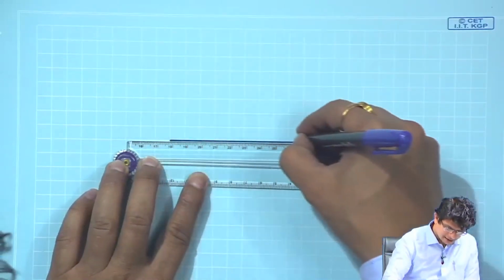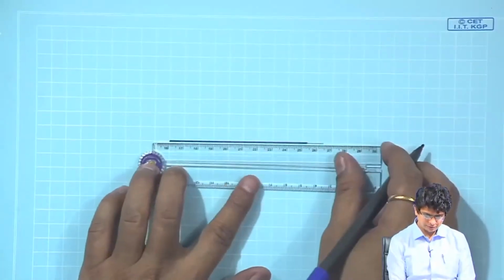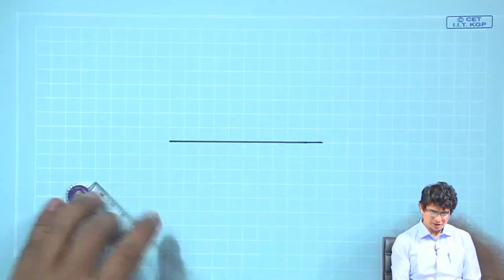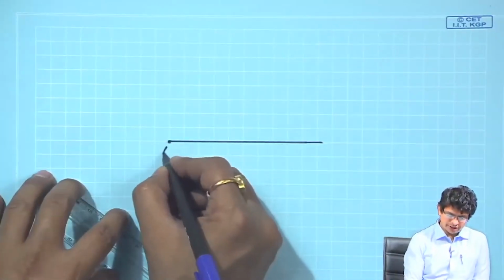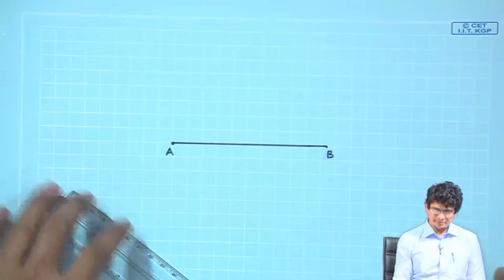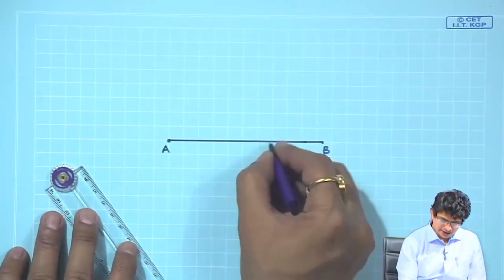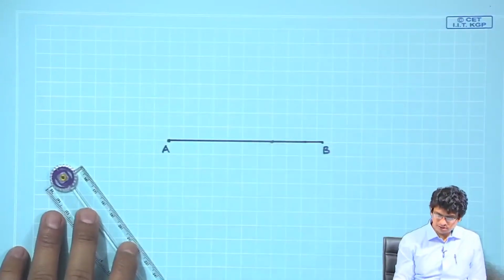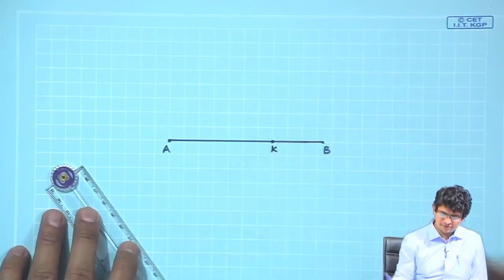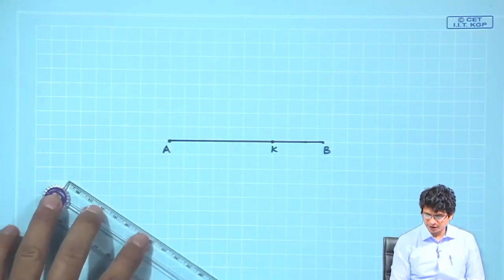This is the line. Let us join it. Call this point A, call this point B. Now, mark a point K somewhere here. And we would like to draw a perpendicular line through geometric construction.